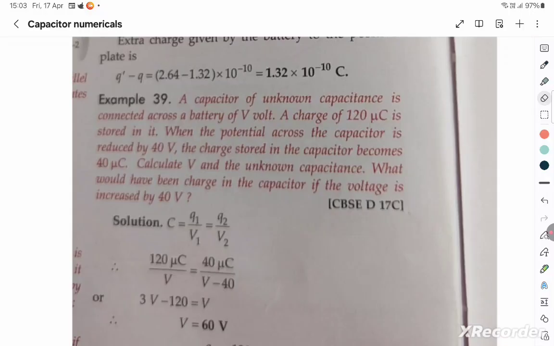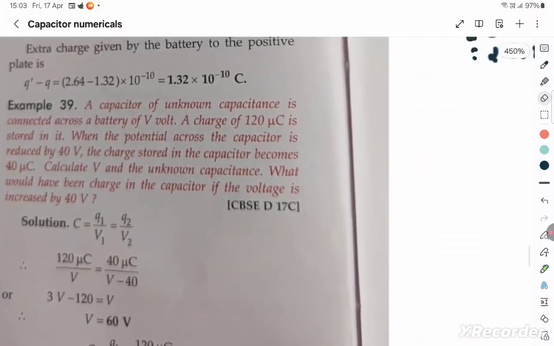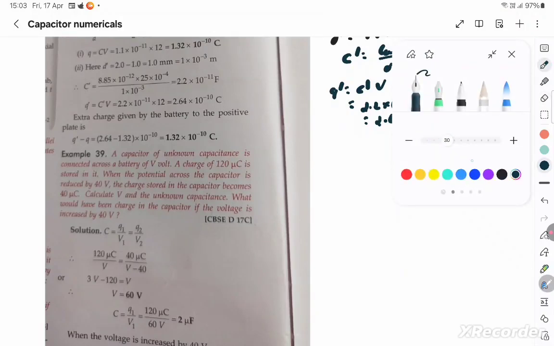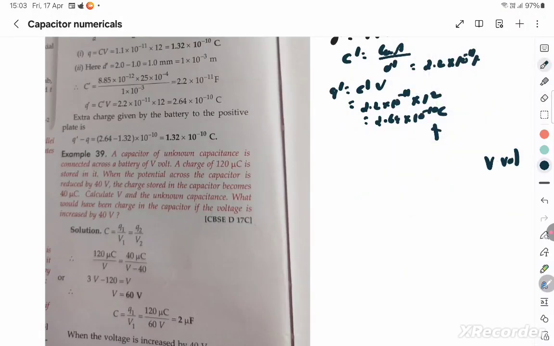So when the potential across the capacitor is reduced by 40 volts, the charge in the capacitor becomes 40 microcoulomb. It's just like the previous sum. You have V volts in which the charge is 120 microcoulomb. You can jot it down. When it was V volts, the charge was 120 microcoulomb. Then when the potential of the capacitor is reduced by 40, so it's V minus 40, the charge on the capacitor becomes 40 microcoulomb. And now calculate the V and the unknown capacitance.